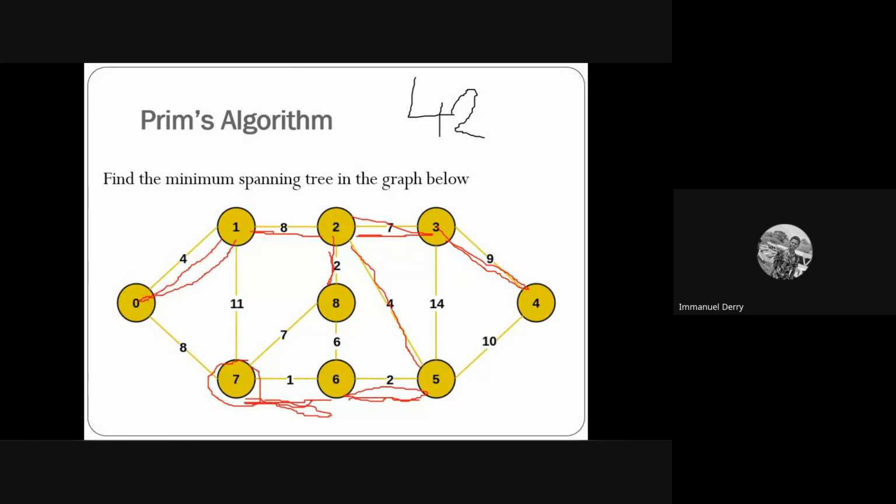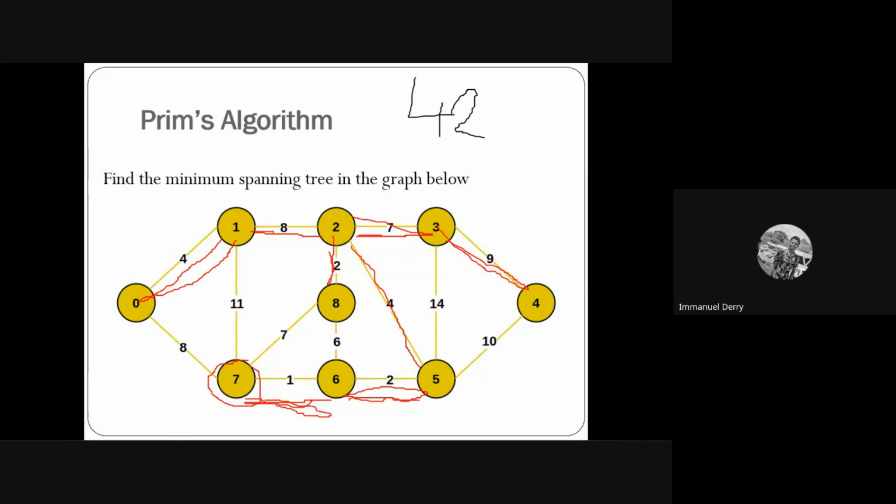Well, I think this is all right. Yes, we have visited all the nodes. So if we try to add any of them, we are going to form a circle. All right, so now let's add the weights and see if you have a smaller value compared to this.